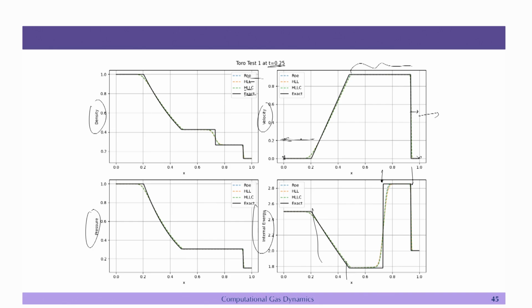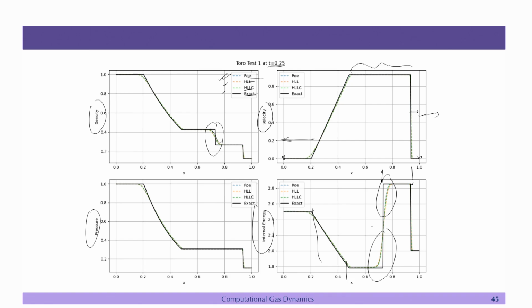So, again you can see that these schemes are first order. So, contact discontinuity is not resolved properly, okay, in all these schemes Roe, HLL or HLLC. Okay, and the exact should be a vertical line, but it is smeared out here. Okay, and same thing you can note in the energy also.